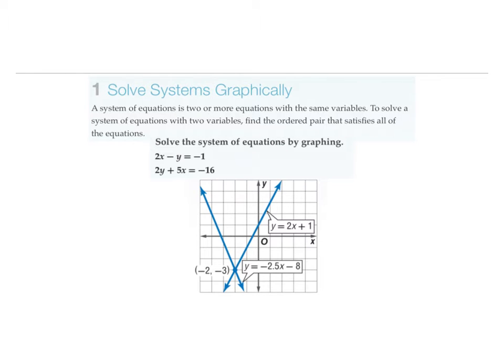So a system of equations is two or more equations with the same variables. Here we have two equations. They both have x and y. So this is called a system of equations. To solve a system of equations with two variables, we have to find the ordered pair that satisfies all the equations. So today we're solving by graphing. We're trying to find an x equals and y equals, a number for x and a number for y, that both satisfy these two equations here.